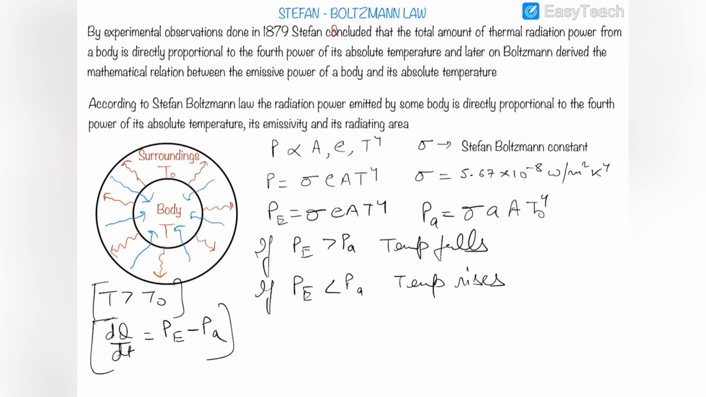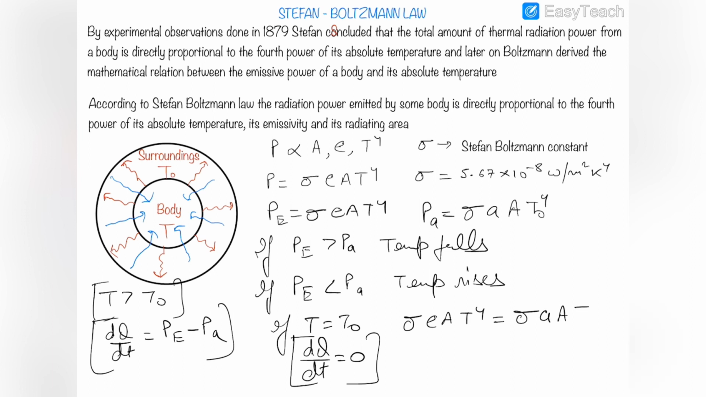And at that time the power emitted and power absorbed will become equal, and the rate at which it is emitting power will be equal to the rate at which it is absorbing power. So we know that if T becomes equal to T naught, let's suppose at infinite time, then dQ by dt, the net power exchanged, will be 0, and therefore sigma E A T to the power 4 will be equal to sigma A A T to the power 4. I have used this relation as T is equal to T naught.